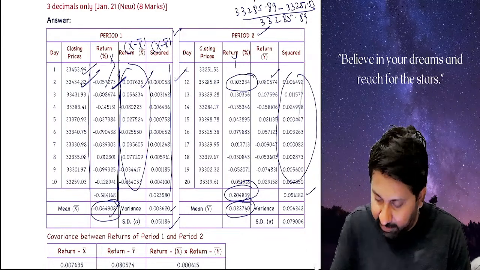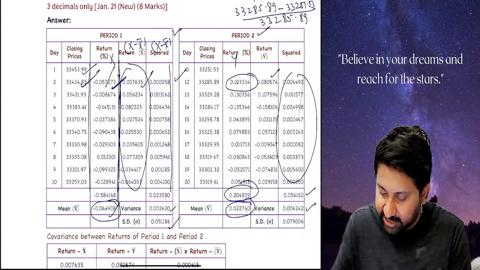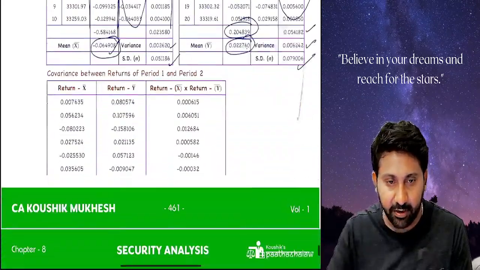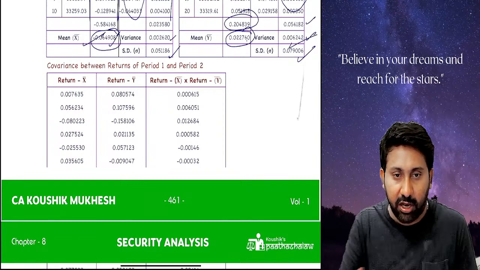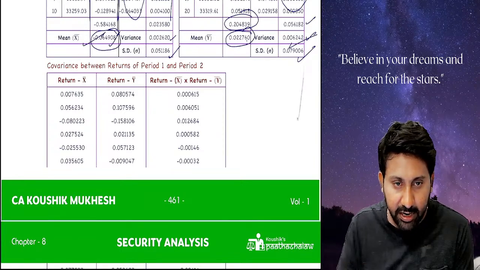Divided by 10 means you will get this average. Standard deviation, you will get this answer. Over. We calculated mean and standard deviations. All are calculated. Correct? Next.